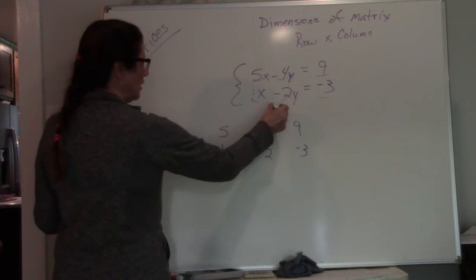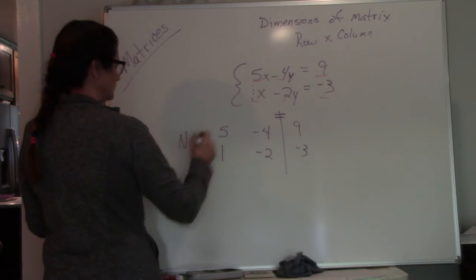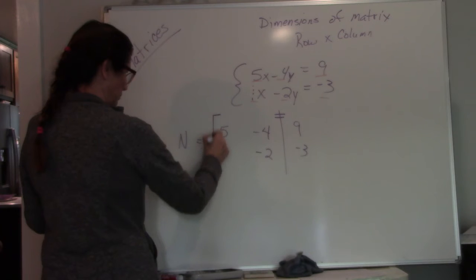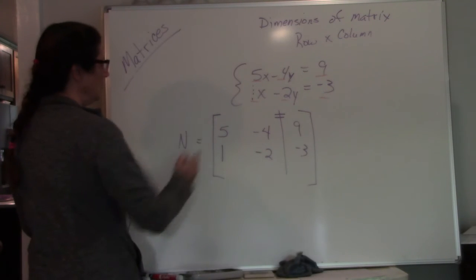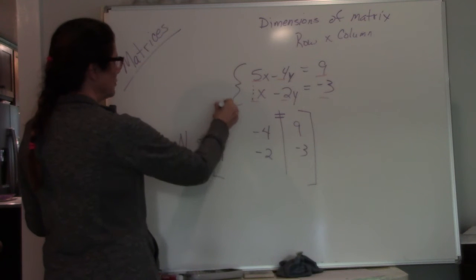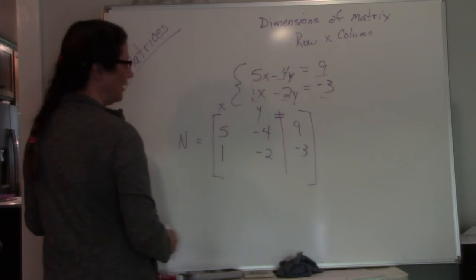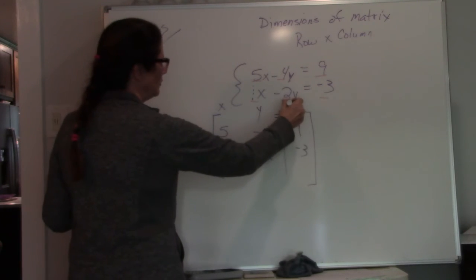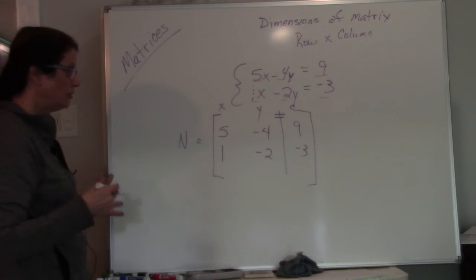Now, what makes it augmented is there's a vertical line. This is where your equal sign is. And we're going to put brackets on either side. The first column represents your x values. The second column represents your y values. And the third column represents the constants. And that's it. That's all that you need.